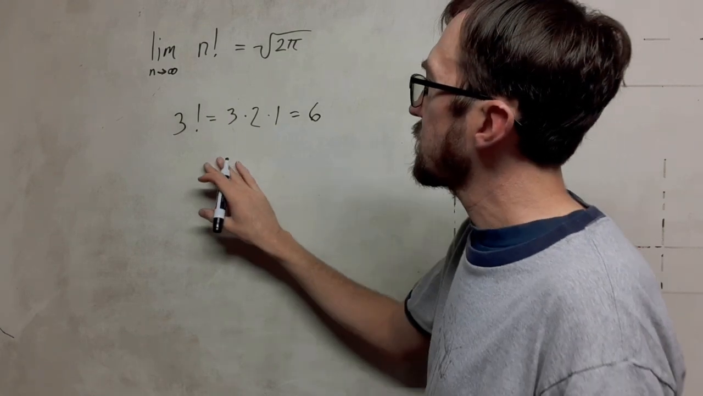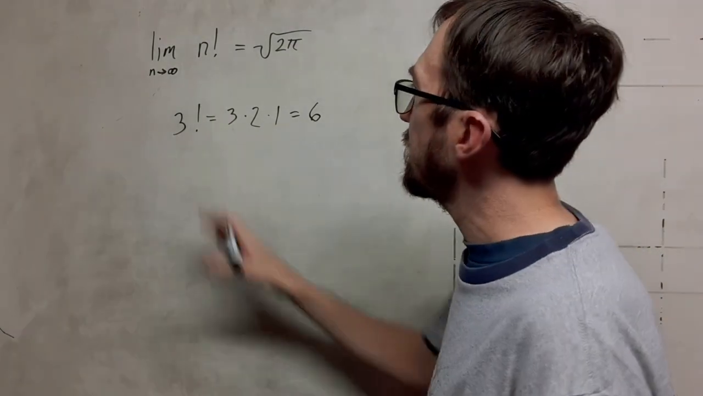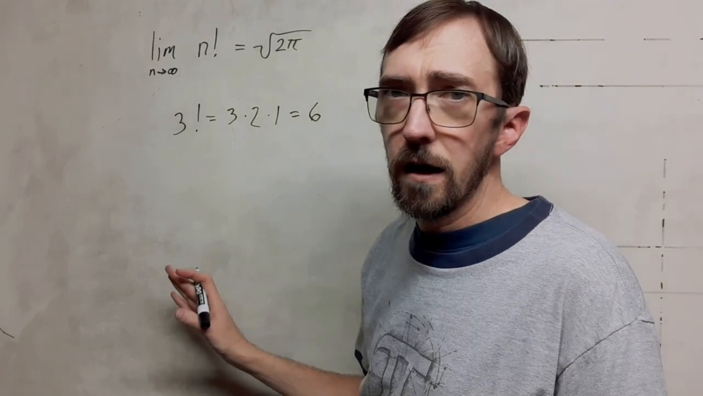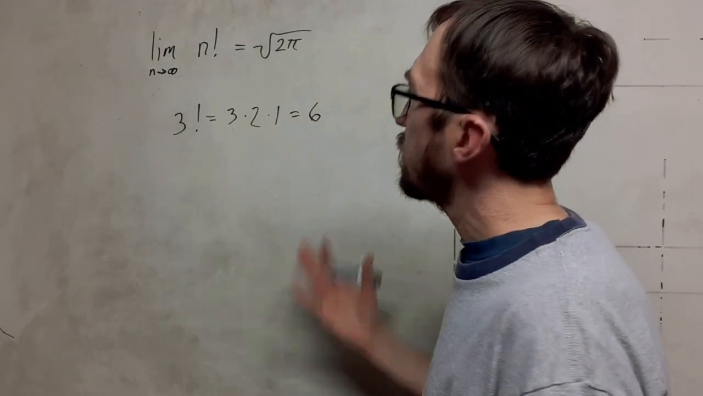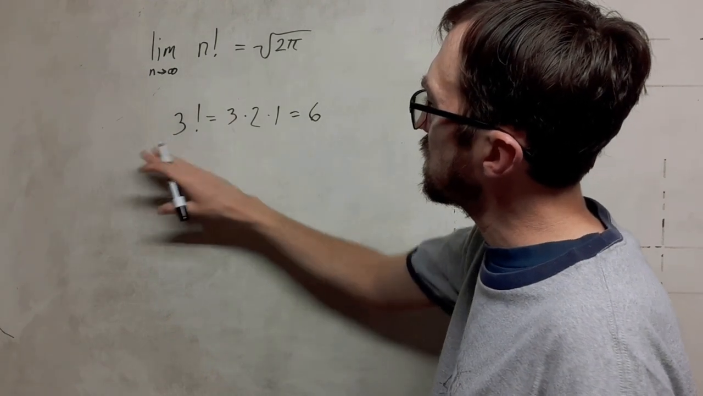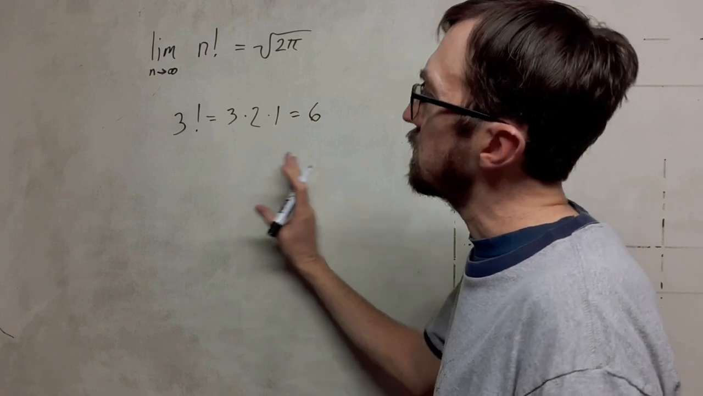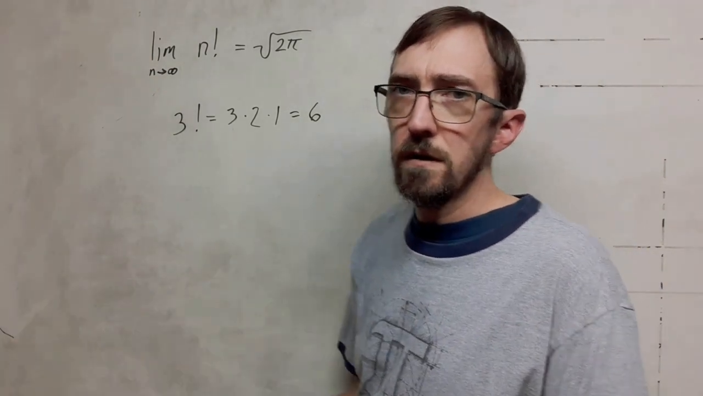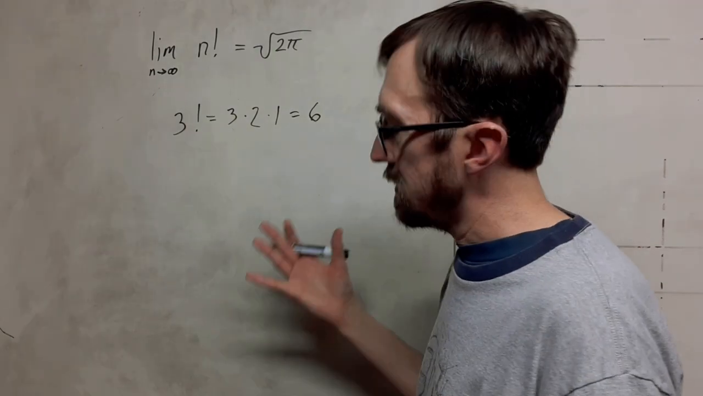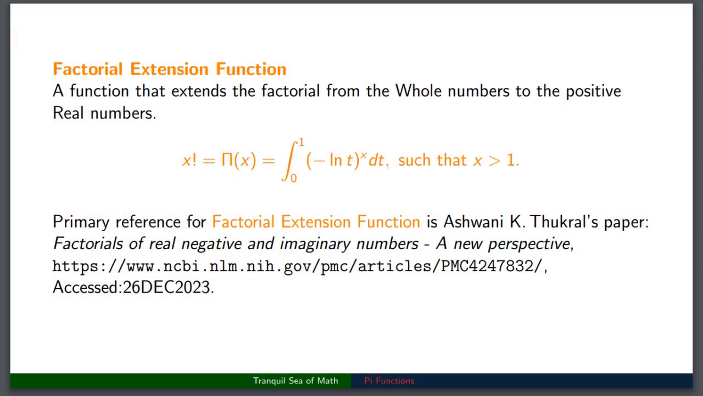But then people naturally want to ask the question, can we get values in between here? So could we do 2.5? Well, we need a factorial extension to be able to get those real values between the integer values, and that's where we have a variety of options. One of them is this pi function.